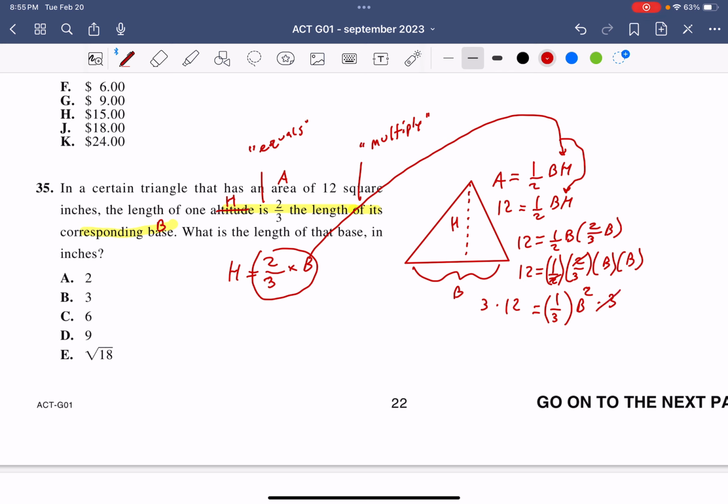So 3 times 1/3 is just 1, and then 3 times 12 gives us 36. That is equal to B squared. And then to solve for this, you need to get rid of the square, so you would square root both sides. So B is equal to 6. So our answer for this one is C.